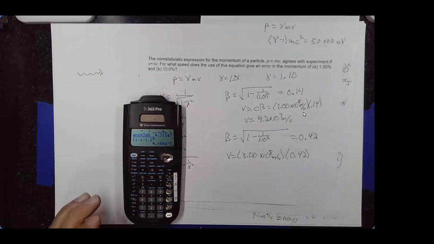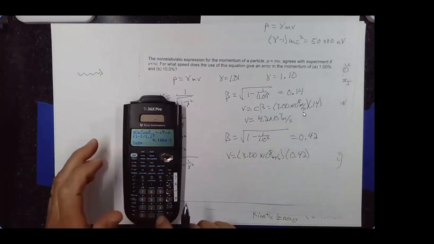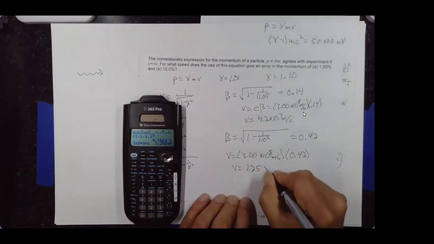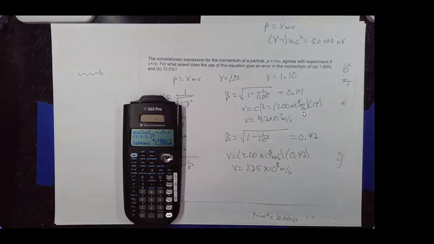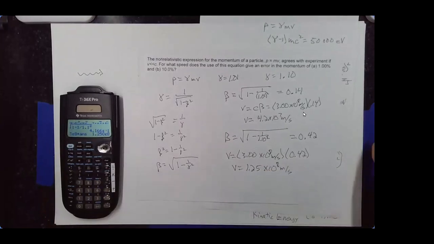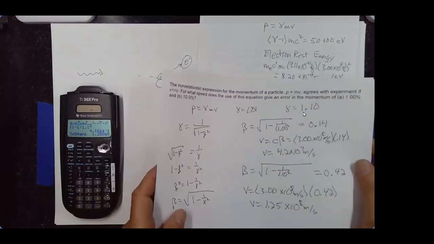Let's see. Anyway, 3e8 times that answer. 1.25 times 10 to the 8th meters per second. And so that's a lot more. It's more than a third the speed of light. So we're starting to experiment with some very extreme numbers, I guess. 50,000 volts, though, isn't that much.